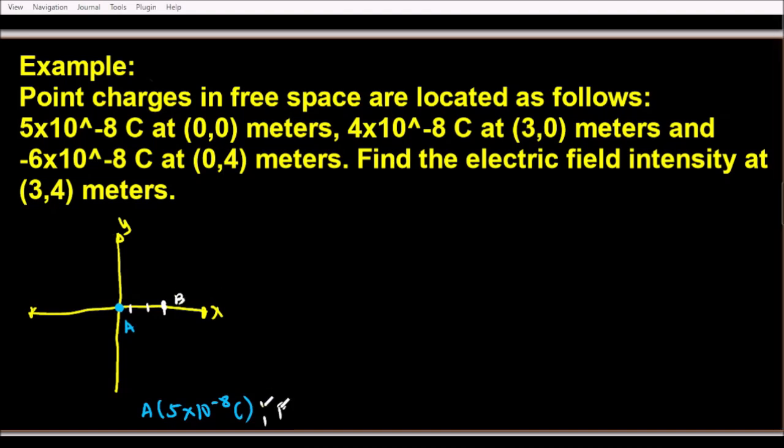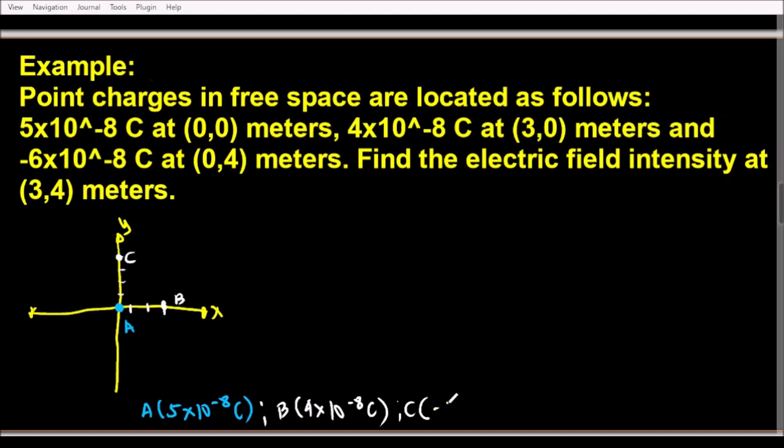So point B is 4 times 10 to the power of negative 8 coulomb. The next is the last charge, which is negative 6 times 10 to the power of negative 8 coulomb at 0,4. The 0 here is the x, and 4 is y. So we need to have 4 units up, because this is positive. If this is negative, that is 4 units down. So this will be your point C. Point C is negative 6 times 10 raised to the power of negative 8 coulombs. Okay?